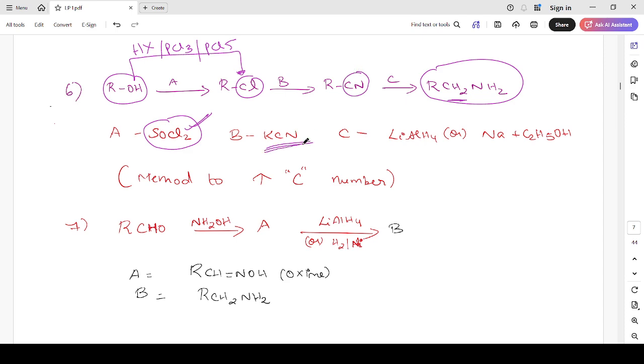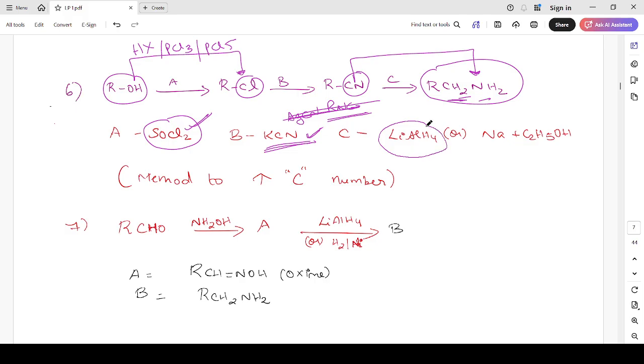You should use KCN. Instead, the choice will also give you AgCN. If you do that, you will form RNC, isonitrile. So you should not use this. I use KCN. Now you can see the CN is getting reduced to form CH2NH2. So use a reducing agent.